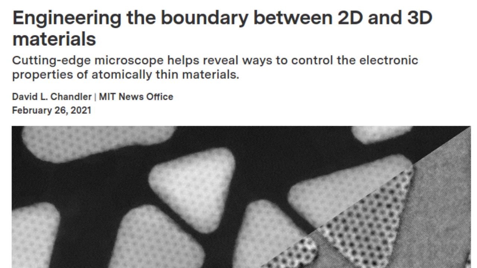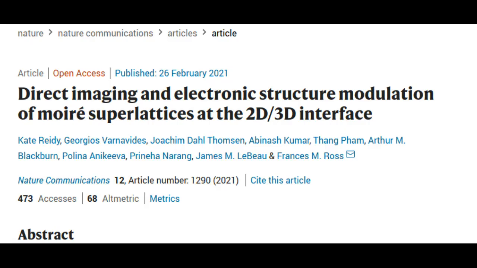But for practical applications, such two-dimensional materials must at some point connect with the ordinary world of 3D materials. An international team led by MIT researchers has now come up with a way of imaging what goes on at these interfaces down to the level of individual atoms, and of correlating the moiré patterns at the 2D-3D boundary with the resulting changes in the material's properties. The new findings are described in the journal Nature Communications.